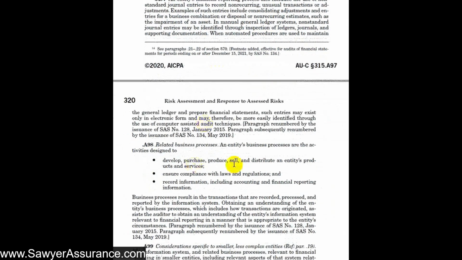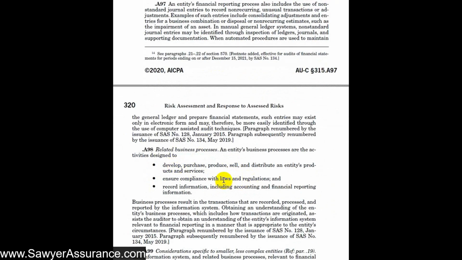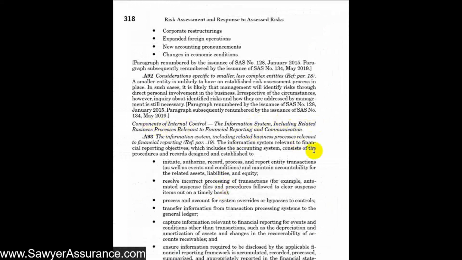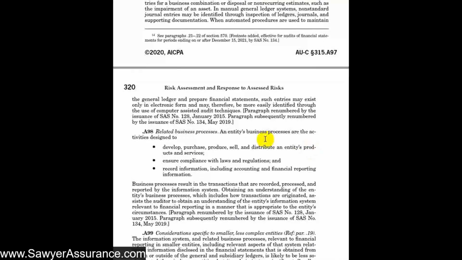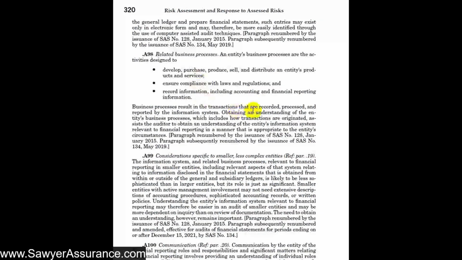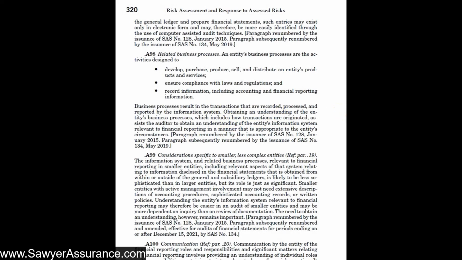Next, they talk a little bit about the related business processes. If you remember, we're required to gain an understanding of the information system, which includes the related business processes related to financial reporting. So they're telling us here exactly what related business processes are. Those would be activities that are designed to develop, purchase, produce, sell, and distribute the entity's products, ensure compliance with laws and regulations, and record information, including accounting and financial reporting information. These business processes result in the transactions that are recorded. If we understand these processes, then we will understand how the transactions get into the books, and it will give us a better understanding of how to assess our risk of material misstatement.